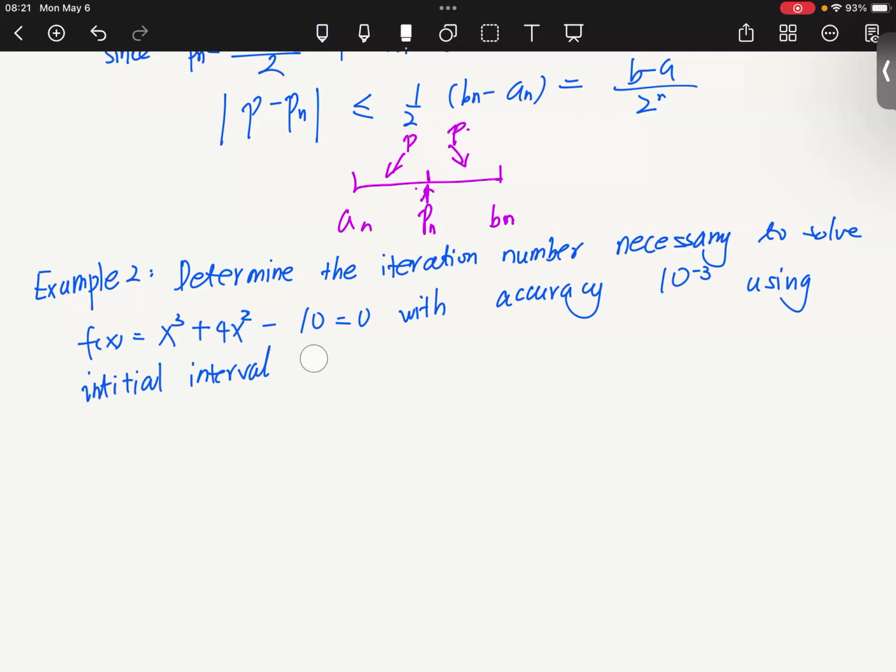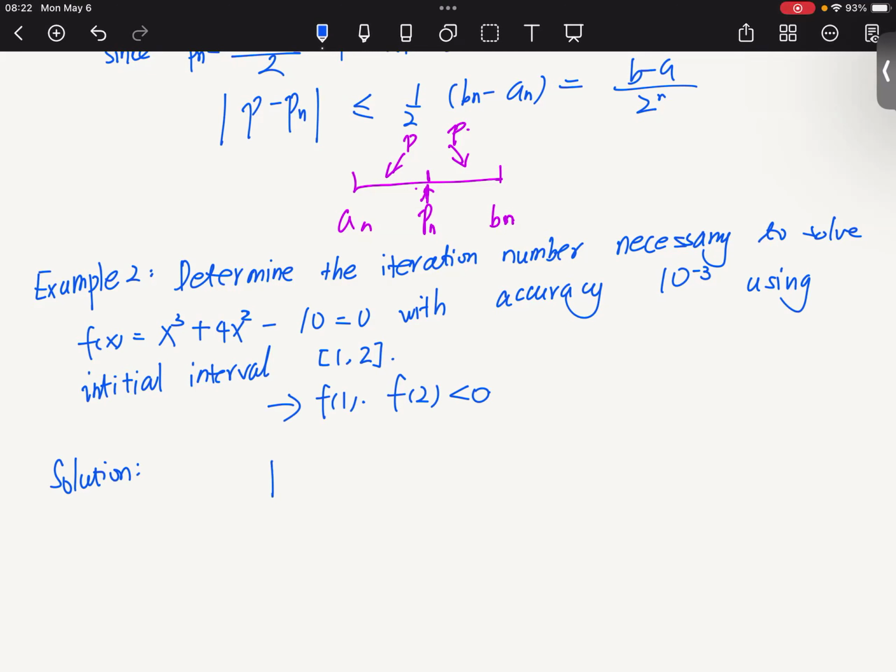[1, 2]. So first of all, you might need to double check that f(a) times f(b) is smaller than 0, so that we can use the bisection method here. You can double check this one. But here, let's calculate the number of iterations needed to solve the equation within that tolerance. And this is the solution here.